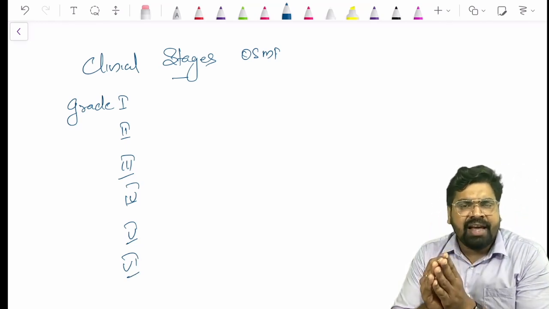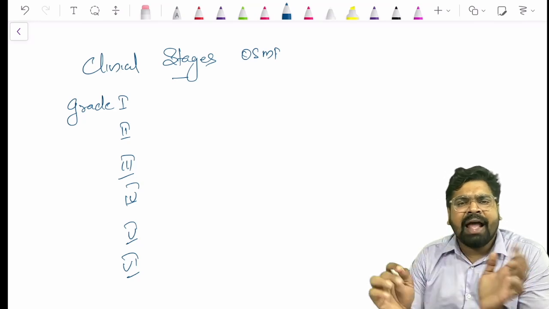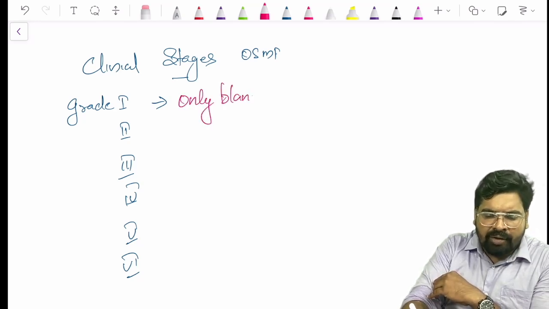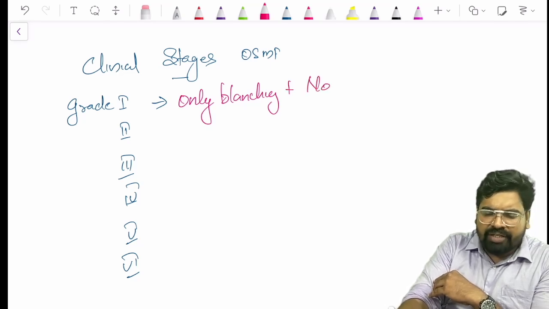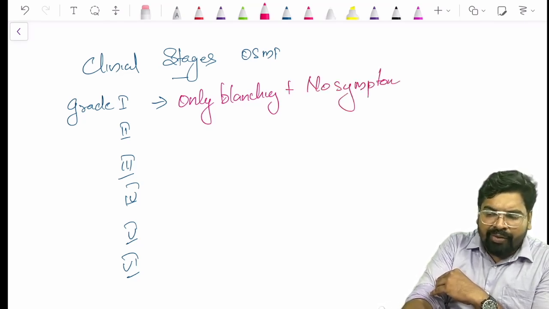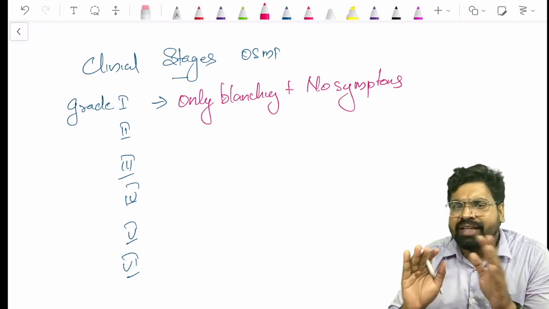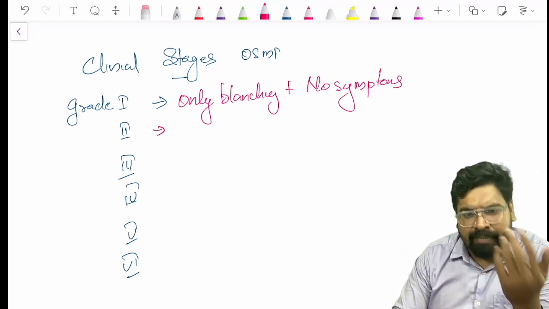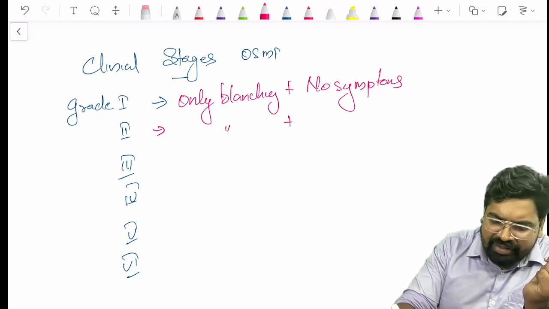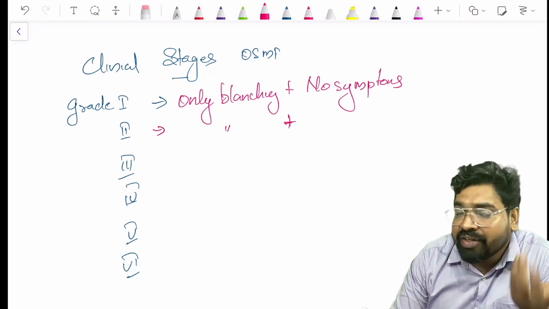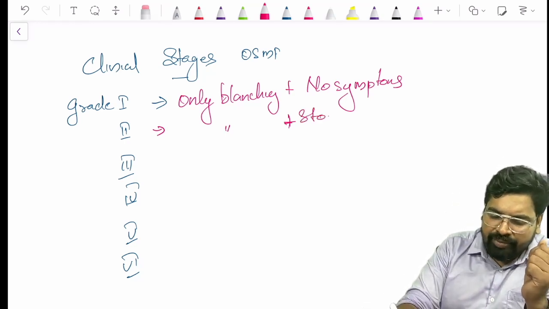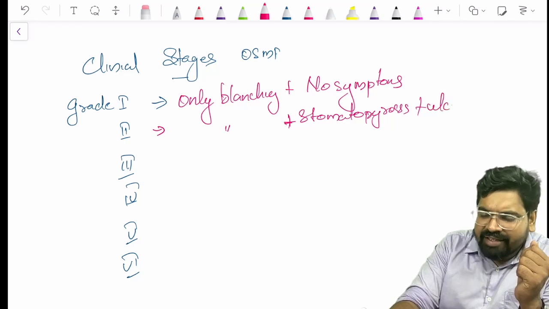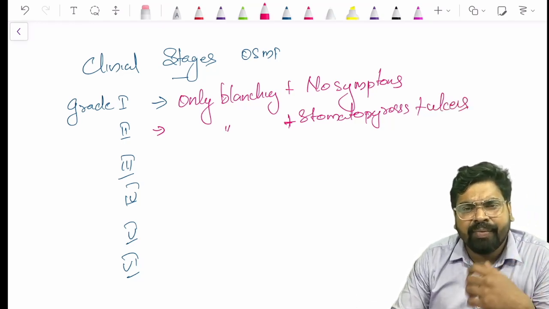Now in the first stage, what do you see? Only blanching. If you are seeing only blanching and the patient has no symptoms, the symptoms have not started, only the blanching has started, we call it grade 1. In grade 2 we have blanching, and along with it symptoms have started. What is the first symptom to start? Stomatopirosis. Stomatopirosis has started, ulcers have started forming.